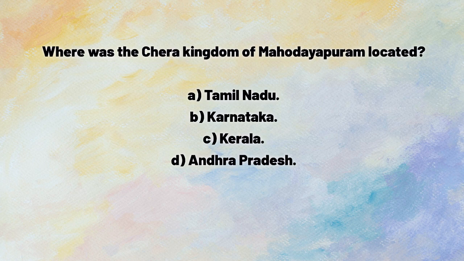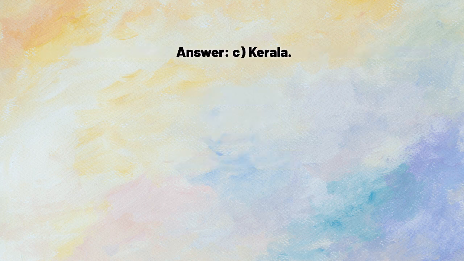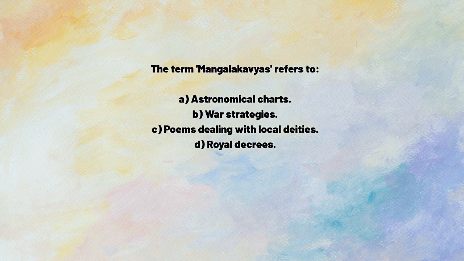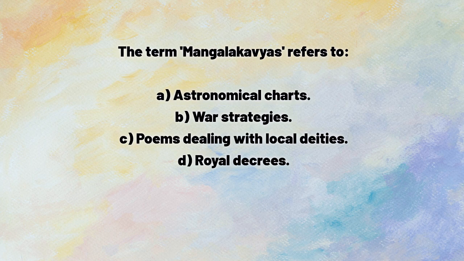Where was the Chera kingdom of Mahodepuram located? A. Tamil Nadu. B. Karnataka. C. Kerala. D. Andhra Pradesh. Answer: C. Kerala. The term Mangalikavyas refers to A.